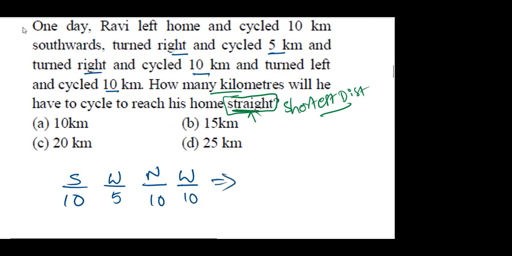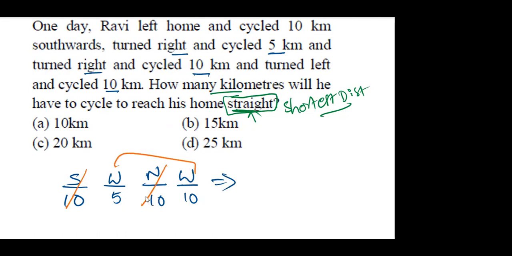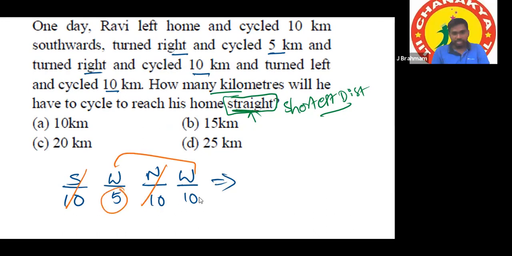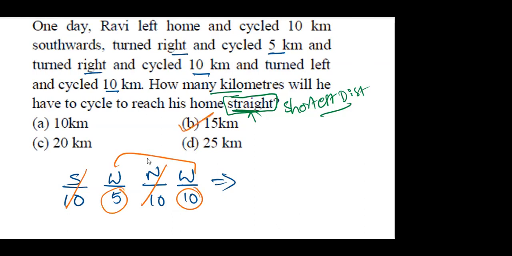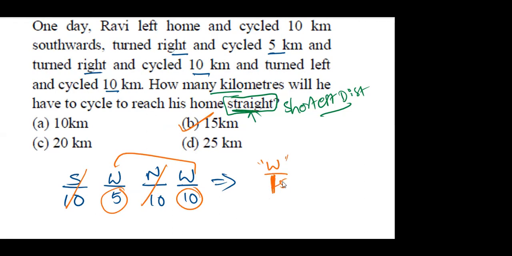South and north, we can cancel these two and directly add these two. So 5 plus 10, it is 15, correct? Sir, the direction from starting point will be west, right? Yeah, from the starting point, he is towards the west, 15 kilometers away from his home.